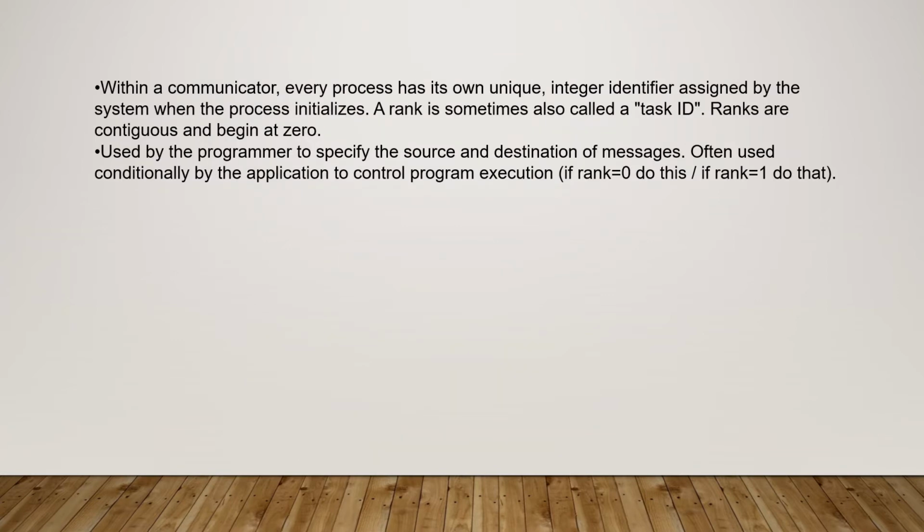Within a communicator, every process has its own unique integer identifier assigned by the system when the process initializes. This is called a rank, also known as a task ID. This task ID is generated beginning at 0. It is used by the programmer to specify the source and destination of messages.